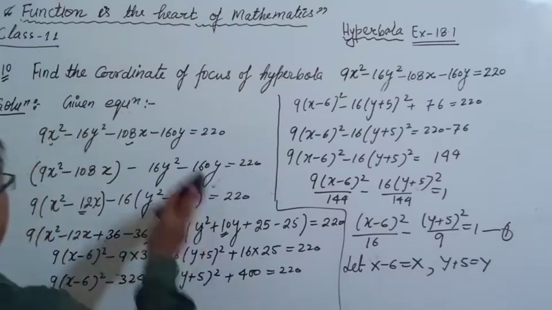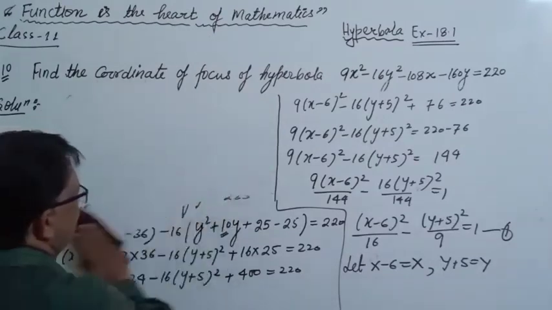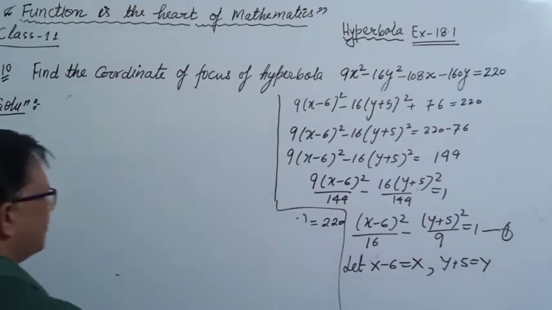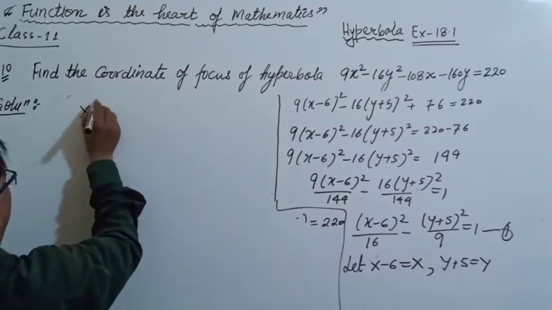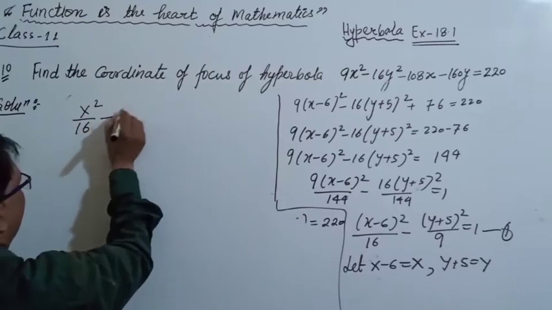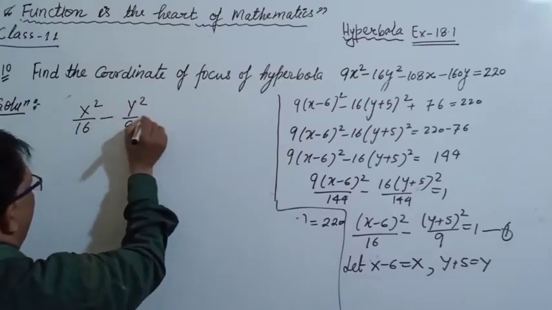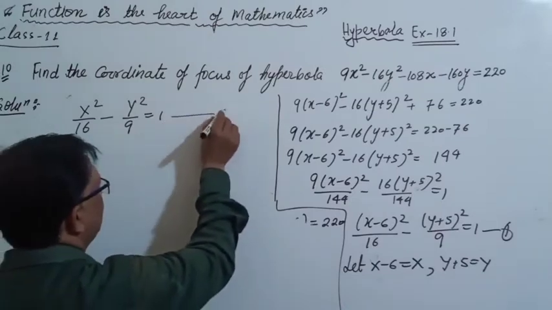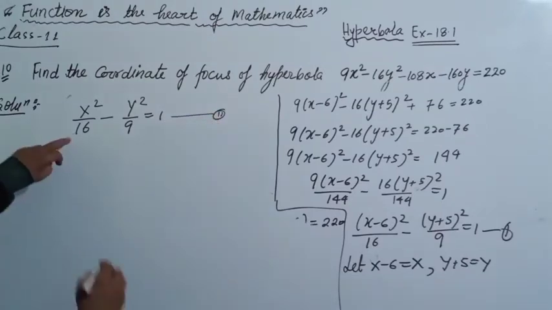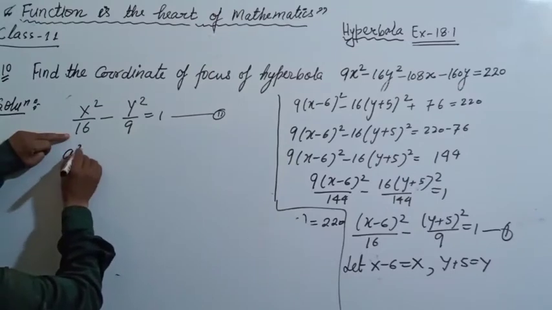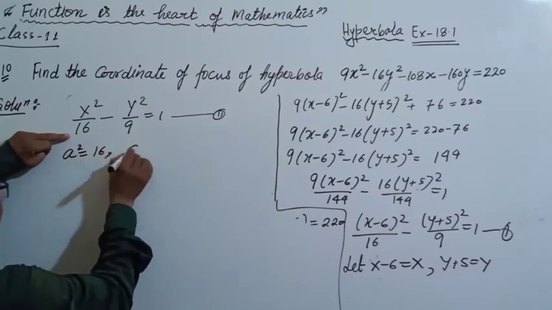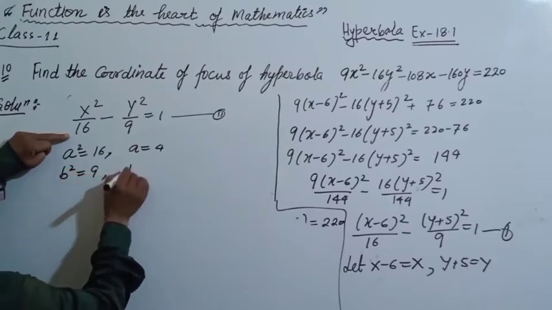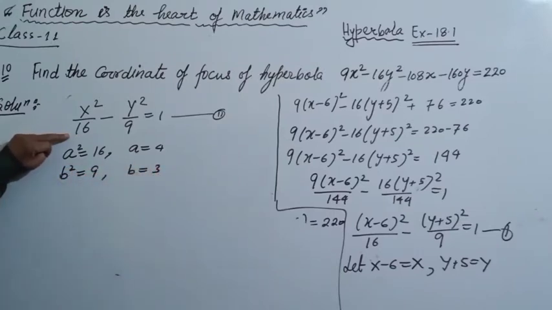So here we write the equation. What is the equation? The equation is X square upon 16 minus Y square upon 9 is equal to 1. This is your equation. Here a square is equal to 16, which means a is equal to 4, and b square is equal to 9, which means b is equal to 3.